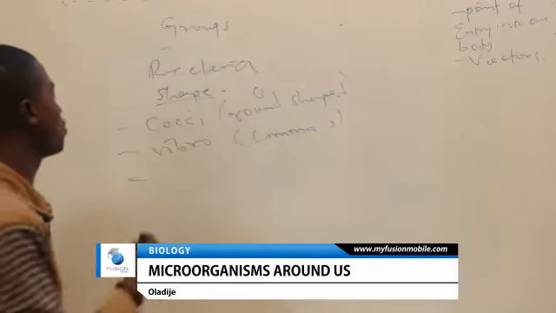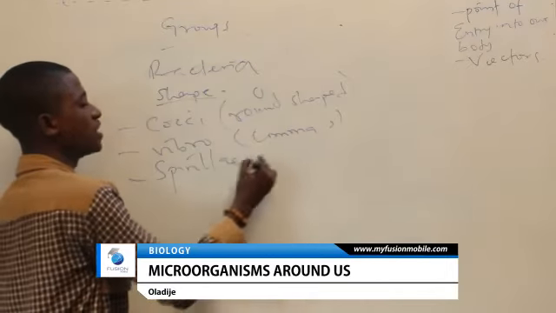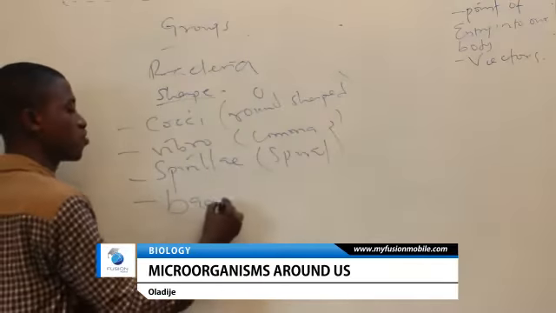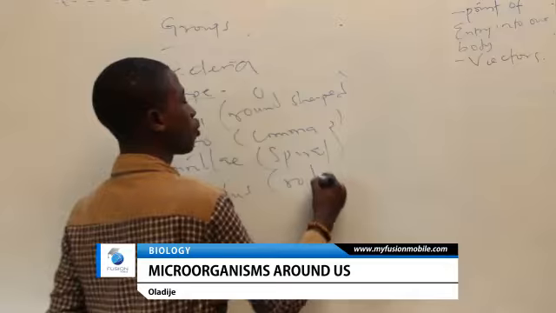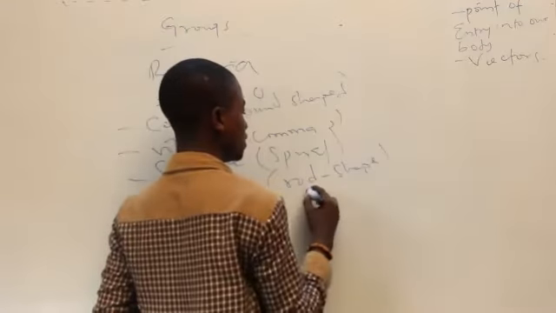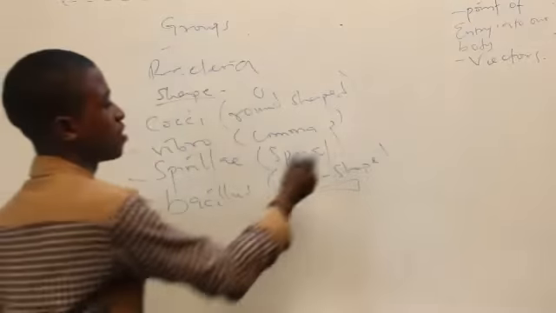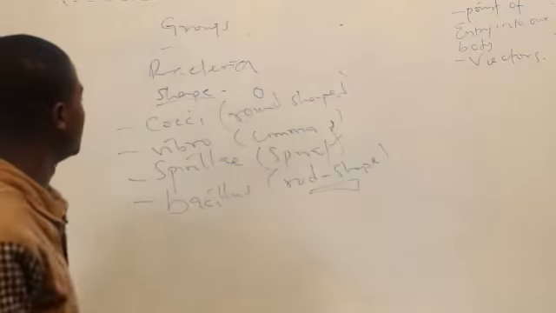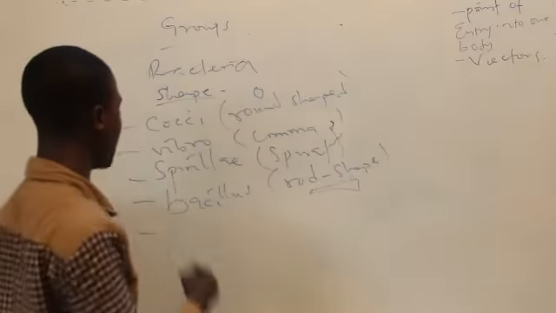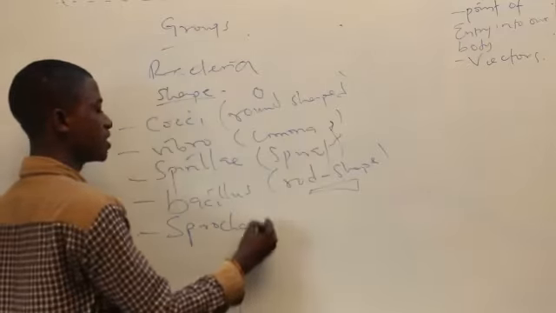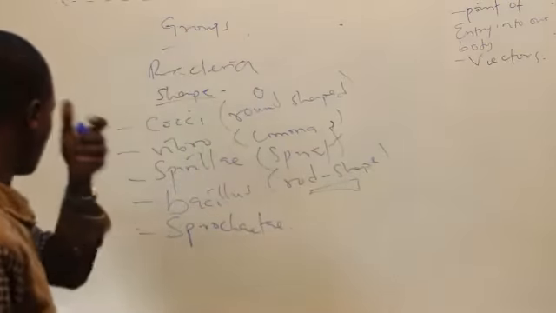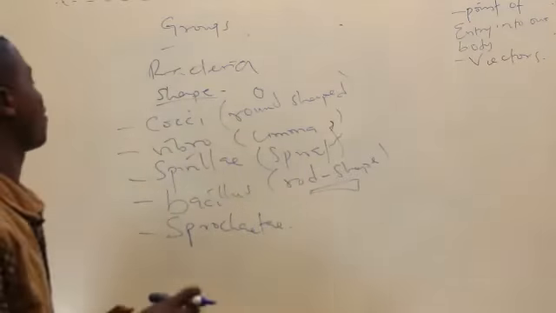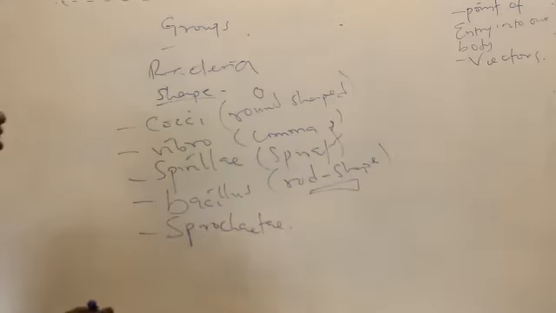Now, aside from vibro, we have the spirille. Spirille is a spiral type. Then we have the bacillus. The bacillus is a rod shape, just like that. A rod shape, spiral like a spring, comma shape, and we have round shape. And the last one, we have the spirochete. The spirochete is also part of it. It's just like a combo. So we have cocci, we have vibro, we have spiral, we have bacillus, and we have spirochete.